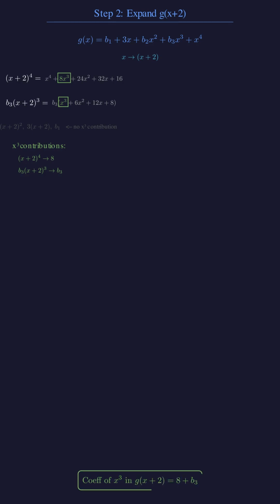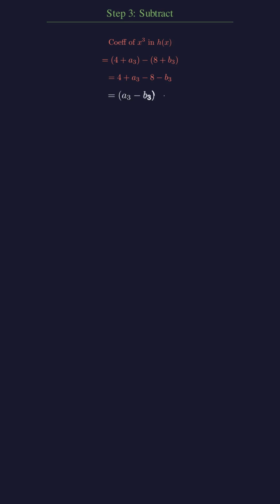Again, only the x cubed contributions matter. From x plus 2 to the fourth, we get 8. From b3 times x plus 2 cubed, we get b3. So the coefficient of x cubed in g of x plus 2 is 8 plus b3. Now subtract. The coefficient of x cubed in h of x equals 4 plus a3 minus 8 plus b3. That simplifies to a3 minus b3 minus 4.